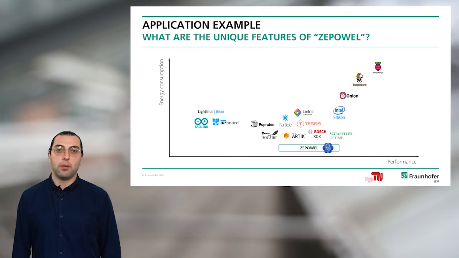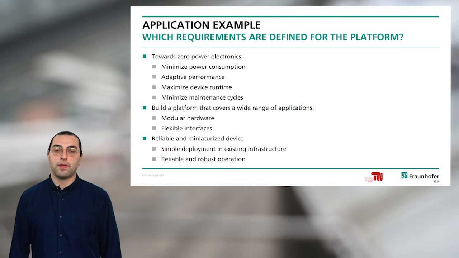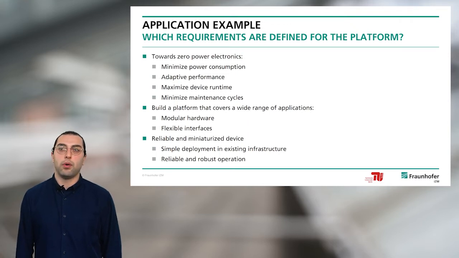And on the left side, as an example, the Arduino platform that has less performance but also less power consumption. And there are many other platforms in between, for example Bosch XDK or Schaeffler Optime, and our platform ZEPOWEL, as you can see in the figure, has its focus on ultra low power. So what are the requirements for this platform? As I've already mentioned, going towards zero power is one essential part to stand out from other platforms.